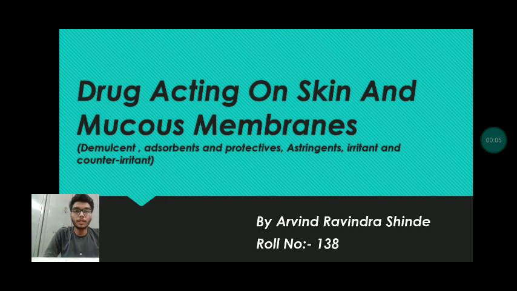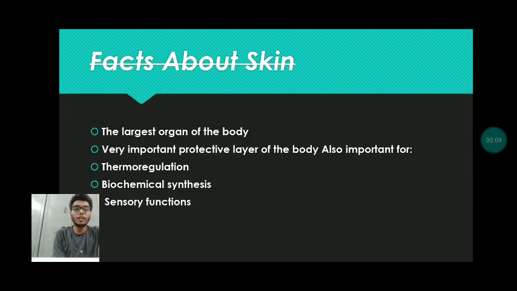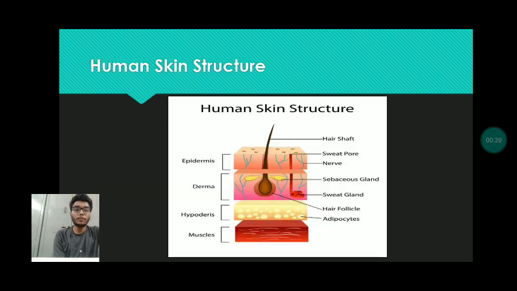Today's topic is drugs acting on skin and mucous membrane. Fact about skin: skin is the largest organ of the body. It is a very important protective layer of the body and also important for thermoregulation, biochemical synthesis and sensory functions. This is the structure of human skin. It consists of epidermis, dermis, hypodermis and muscles.